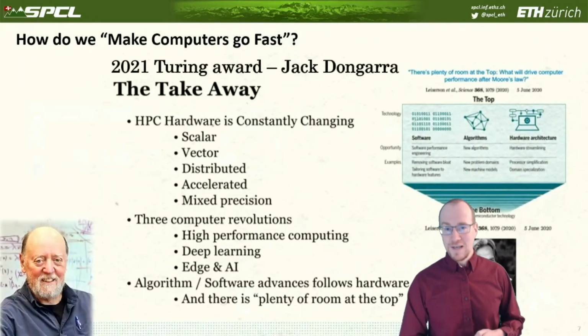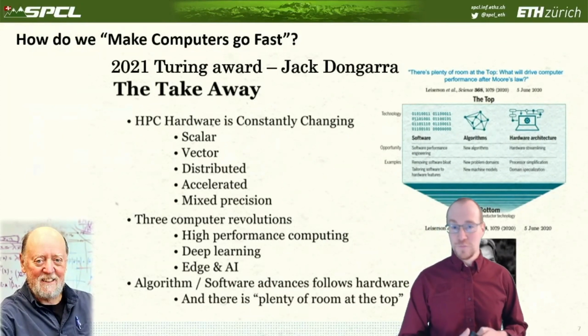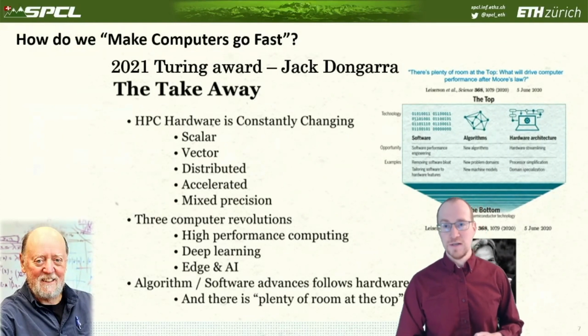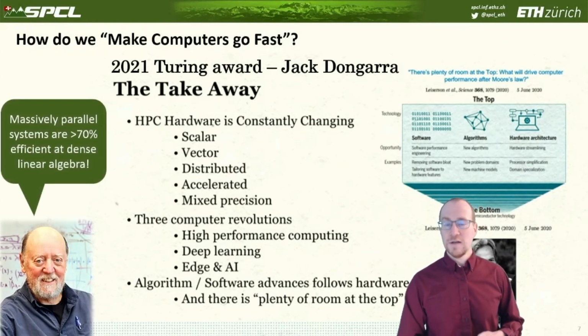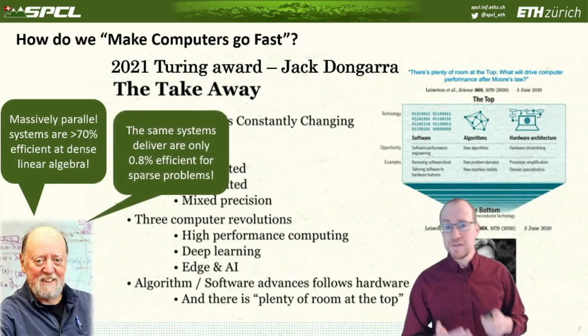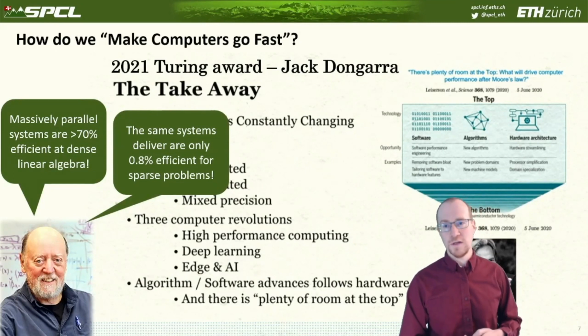Well, we can ask last year's Turing Award winner, Jack Dongarra, who spent his career on making computers go fast for dense computations, for high-performance computing, extremely large scale. He and partners achieved that massively parallel systems are now more than 70% efficient at full scale, at the largest machines on the planet, millions of cores running dense linear algebra. And as you know, most of the deep learning is in fact dense linear algebra. Processing models like GPT-3 is a lot of matrix multiplication. However, the same system delivers only 0.8% efficiency for sparse problems.